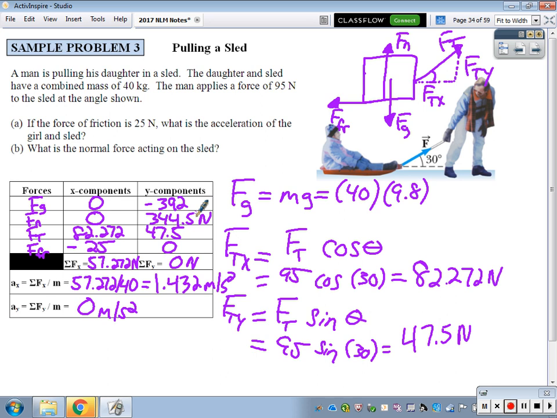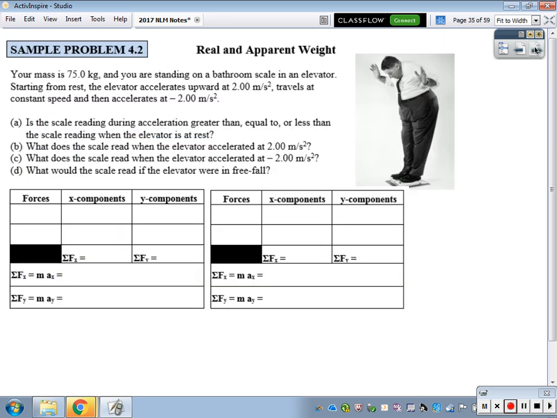I know there's a lot of sample problem stuff that we've done. Questions at this point? Okay, we're going to do one more together as our introduction. Sample problem 4, and I'm going to do this in a little bit different way. I'm calling it 4.2. We used to do it in a 4.1 way. So here we go. This is going to be a little bit different in its application.